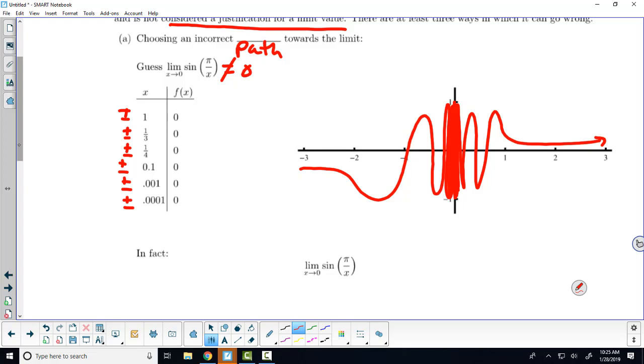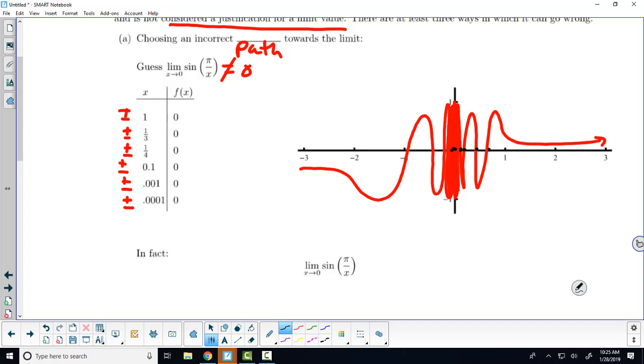Now, it just so happened that the x values I picked were these values right here when it did cross the x-axis. But that was a coincidence. If you were just randomly picking x values, you probably wouldn't pick the ones where that occurred. But again, I'm trying to show you ways in which this table method can fail.